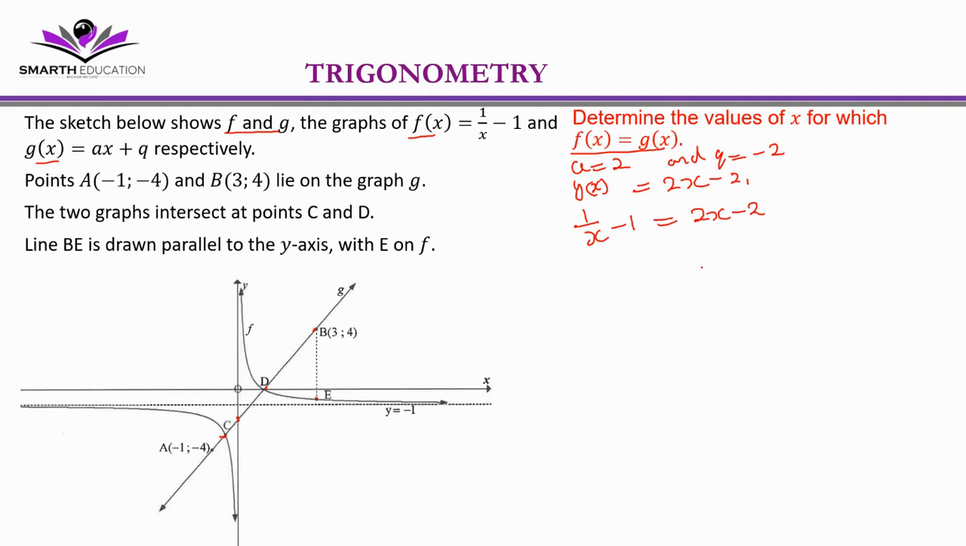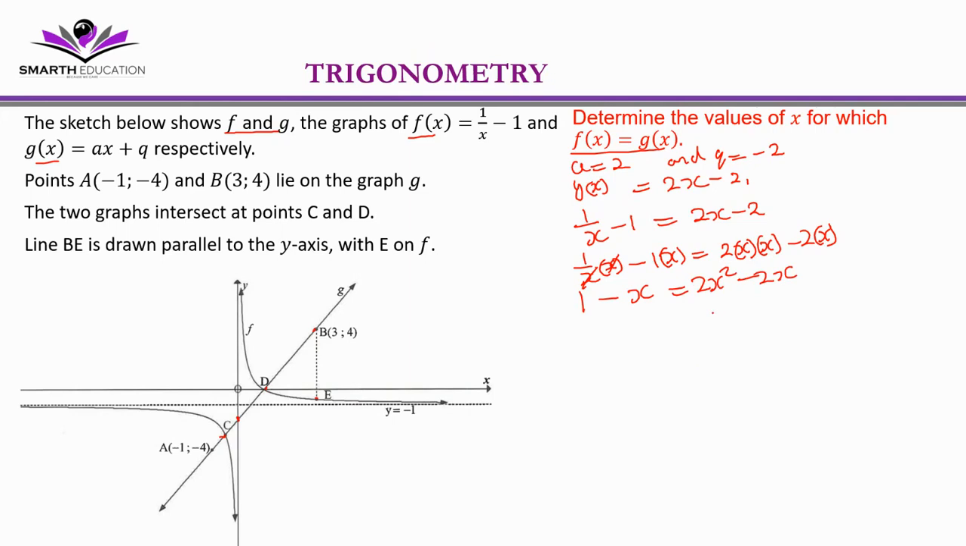Right, and then we have to solve this equation, which involves a fraction. To solve it, we have to get rid of the denominator by multiplying by the LCD, which is x. So multiply every term in the equation by x. It's going to be 1 over x times x, minus 1 times x, is equal to 2x times x minus 2 times x. Then x divided by x is 1, so we get 1 minus x is equal to 2x squared minus 2x.